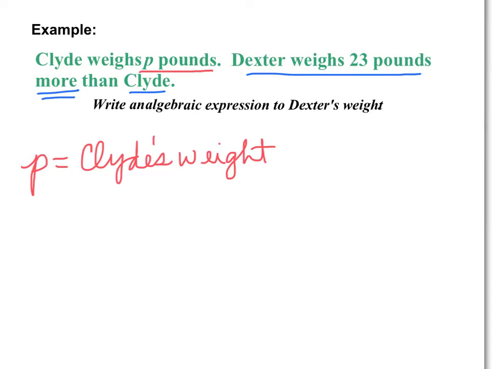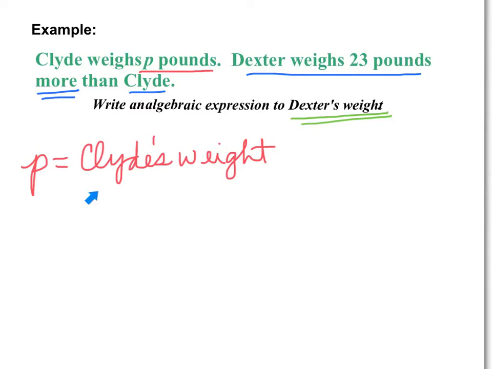Again, today we're going to write algebraic expressions. The first one, Clyde weighs P pounds. Dexter weighs 23 pounds more than Clyde. We're going to write an algebraic expression in relation to Dexter's weight. That's the key. Again, we've assigned a variable P for pounds, and it's asking us to do that.